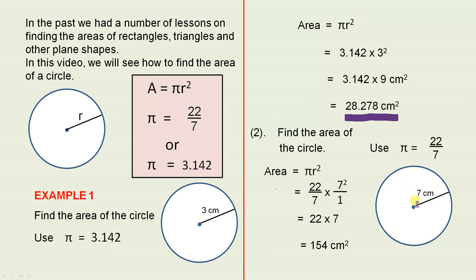We're asked to find the area of this circle, where we can use pi as 22/7. The formula is pi r squared. This time we use 22/7 because that's what we were asked to use. R squared is 7 squared over 1. 7 into 7 goes once, and the 7 cancels with one of those 7s, because here we have 7 times 7. So we can cancel a 7 from here and a 7 from there, and that leaves us with 7. 7 times 22 is 154 square centimeters. That's the area of that circle.